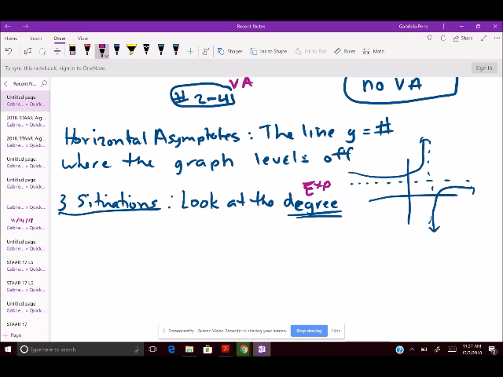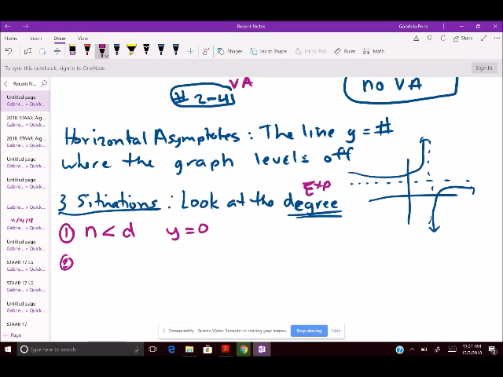You're going to have a numerator and a denominator, correct? So the three situations are as follows. If the degree of the numerator is less than the degree of your denominator, then the answer is just going to be y equals 0.